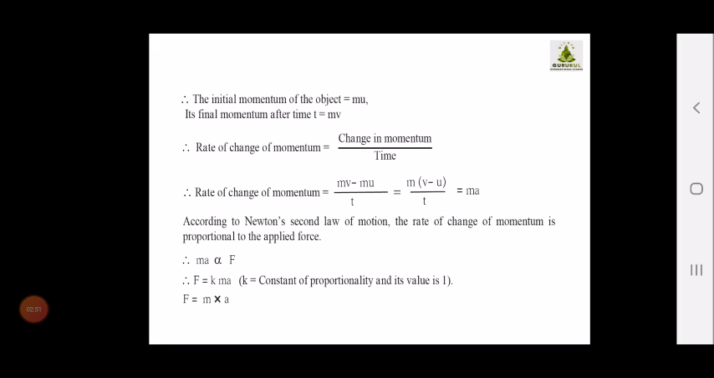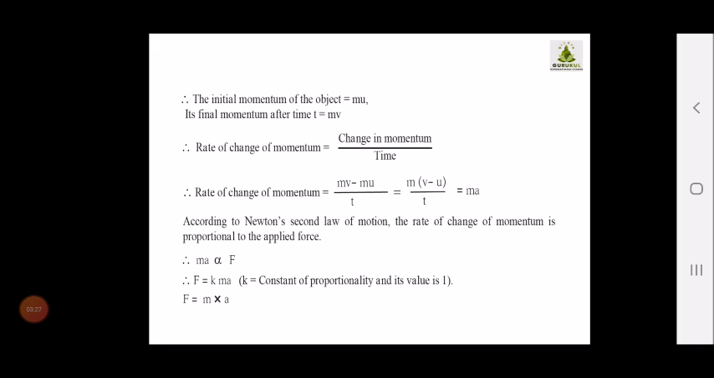According to Newton's second law of motion, the rate of change of momentum is proportional to the applied force. We have studied the definition of momentum previously. So I can say that the rate of change of momentum, ma, is directly proportional to F. But since I want an equal sign, I have to remove the proportionality sign. So what am I going to add? I am going to add a constant. The constant of proportionality is K.